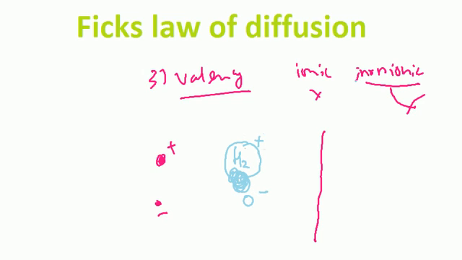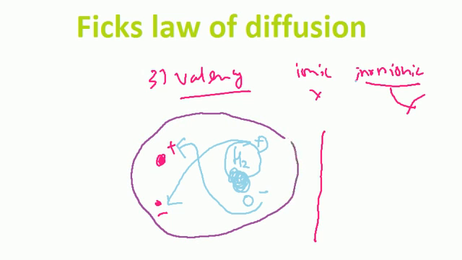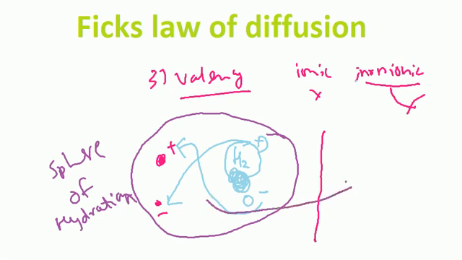So this side of the water attracts the anions towards it, and this side of the water attracts the cations towards it, and this formation creates a sphere of hydration. Obviously this sphere of hydration is difficult to pass through the membrane, so ionic particles have less permeability through the cell membrane.